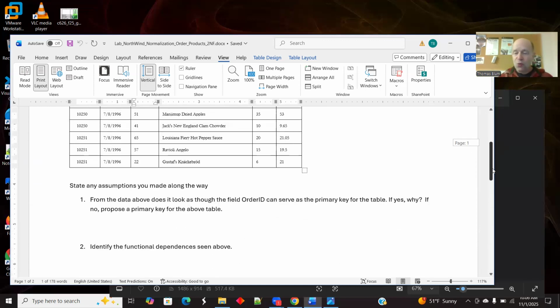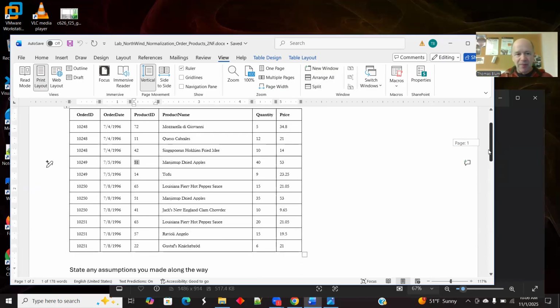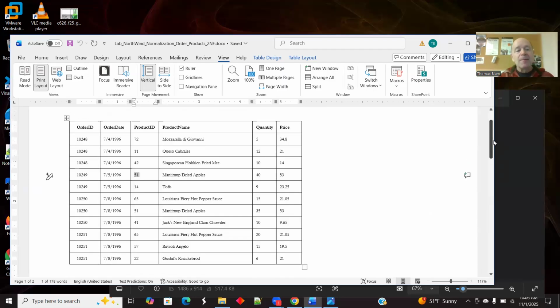So was order ID a primary key? No. Was product ID a primary key? No. But what about them as a pair? Do they determine everything? I think I can get the order date from the order ID. I can get the product name from the product ID. I can get the quantity from the combination. And I can get the price. The price is the iffy one.